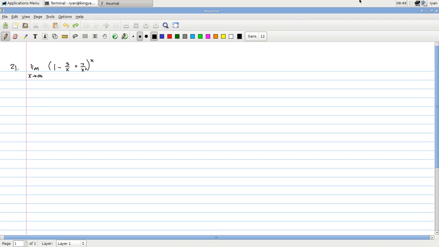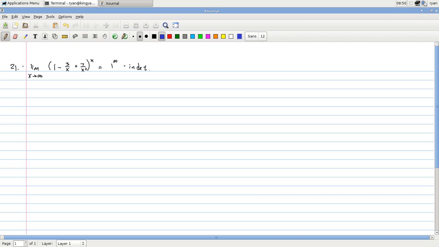Problem 21. Evaluate the limit as x goes to infinity of (1 minus 3 over x plus 7 over x squared) to the x. Trying this by direct substitution, we see that this limit looks like 1 to the infinity, and this is an indeterminate form. Since it's one of the exponential indeterminate forms, we want to evaluate the limit with natural logarithms.